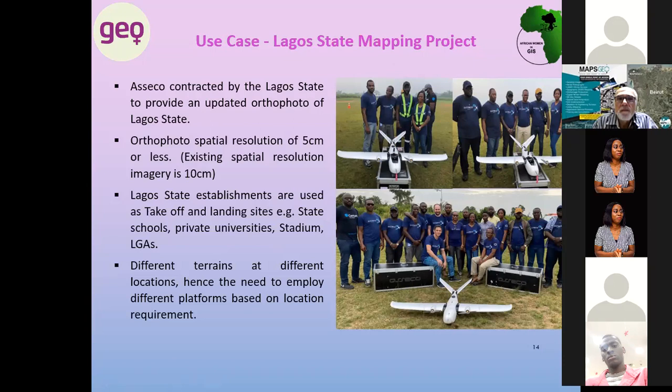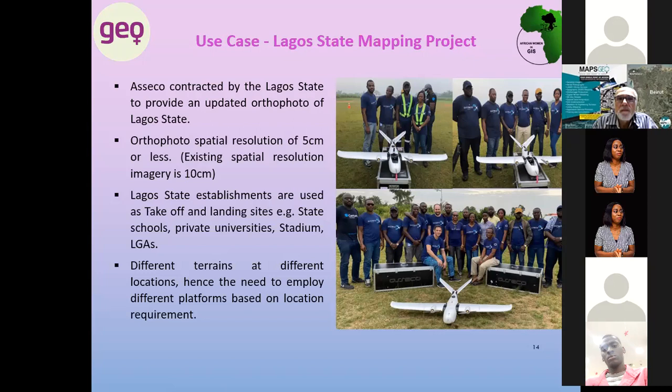ASECO was contracted by Lagos State government to produce an orthophoto for the Lagos State. Before now, we were contracted to supply 2 unmanned aerial vehicles. I'm going to be showing that very soon. The UAVs are called Tigua S410. They have an endurance of about 4 to 6 hours, and they are fixed wing drones. We were contracted to produce an orthophoto of 5 centimeters or less.